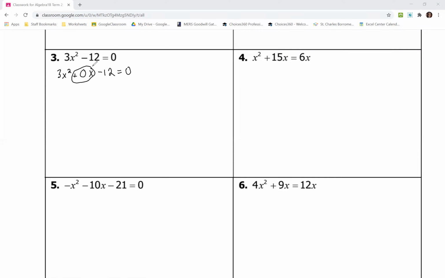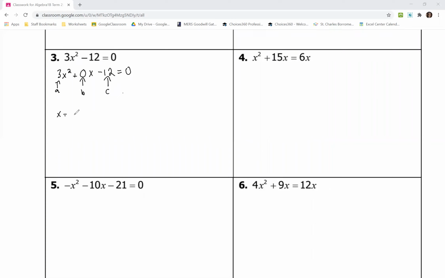So I rewrote it this way so that we can clearly see what my b is. Now, in the future, you may just be able to conclude that my b must be 0. Okay, so my a is 3, my b is 0, and then my c is negative 12. So I identified my a, b, and c. Now let's write it out.